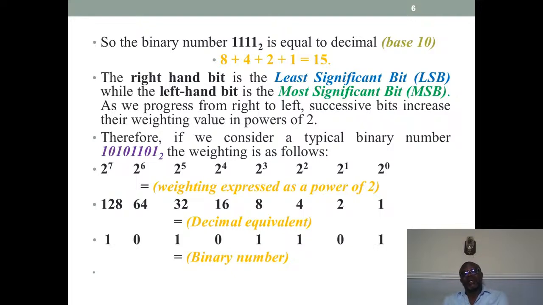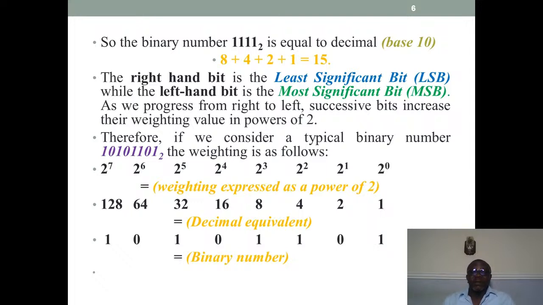As we progress from the right to the left, successive bits increase their weighting value in powers of 2. Therefore, if we consider a typical binary number, 10101101, the weighting will be as follows. Starting from the right, which is the least significant bit, is 2 raised to power 0. Then successively to the left are 2 raised to power 1, 2 raised to power 2, 2 raised to power 3, 2 raised to power 4, 2 raised to power 5, 2 raised to power 6, and 2 raised to power 7.